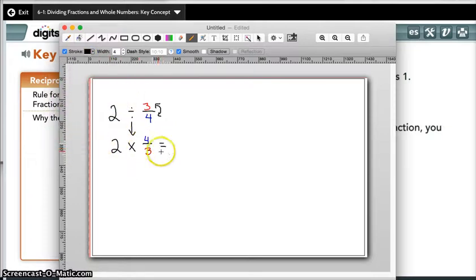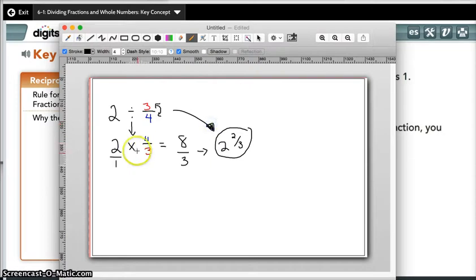And we already know how to multiply a whole number times a fraction. So we're going to do 2/1. 2 times 4 is 8. And 1 times 3 is 3. And we know how to change an improper fraction to a mixed number. So that would give us 2 2/3 as our answer. Okay, so 2 divided by 3/4 is 2 2/3. And we can rewrite that problem as a multiplication problem by finding the reciprocal of 3/4. All right, so we'll do a bunch more problems in our second video. Go ahead and stop this video now and find that second video.